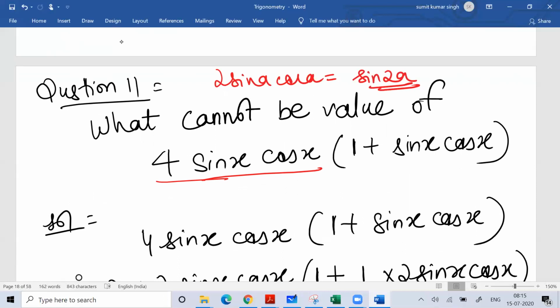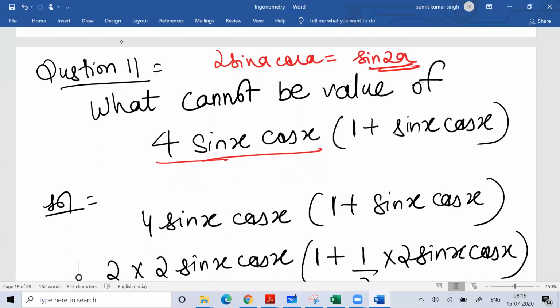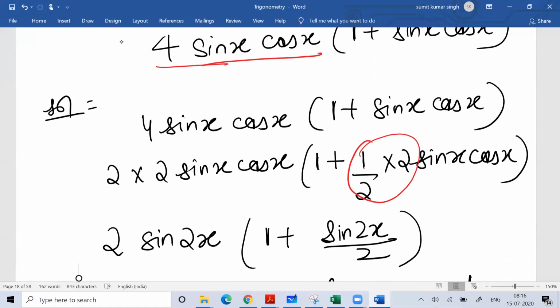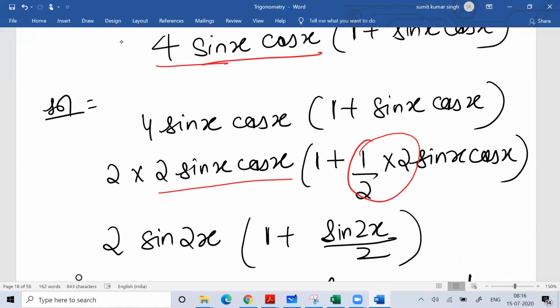You can remember this. So 4 sin x cos x (1 plus sin x cos x): you can write 4 as 2 into 2 sin x cos x. Then 1 plus this, I can write in this form, 1 plus 1 by 2 into 2 sin x cos x. You know that 2 sin x cos x is nothing but sin 2x. So 1 plus sin 2x by 2.